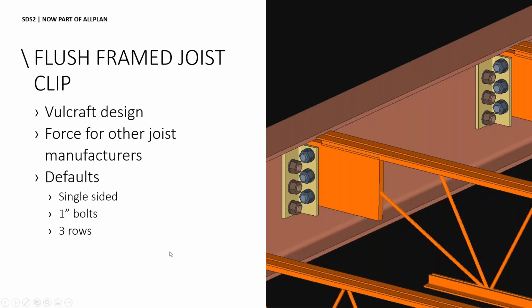Anything to add there on that one, Colin, that I may have missed? I would just point out that the default bolt diameter and the default rows use those same setup fields that the flush frame shear connections use. So you can find that in joist connection settings. Okay, perfect.